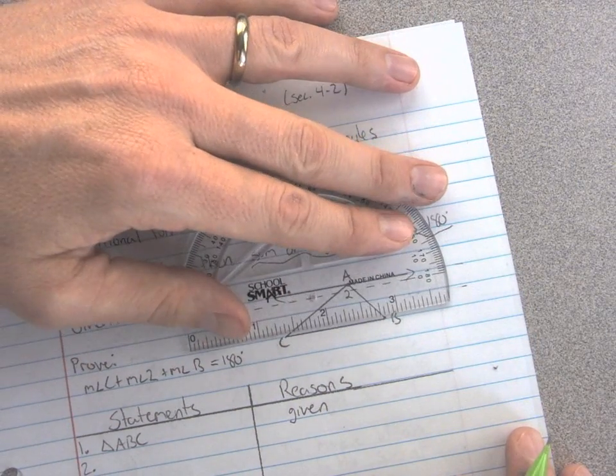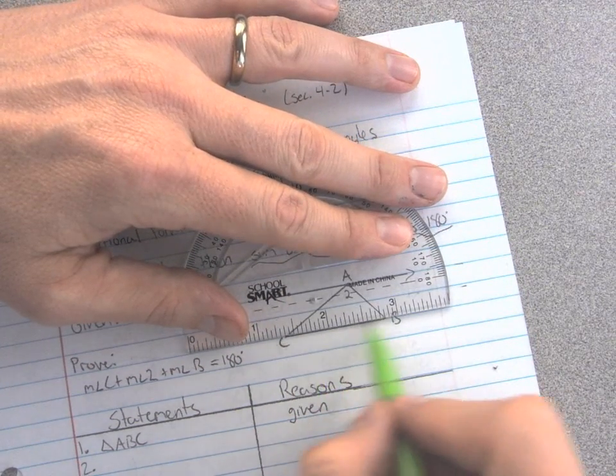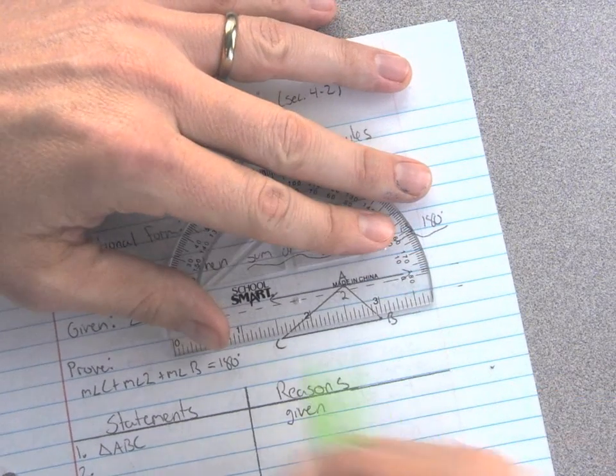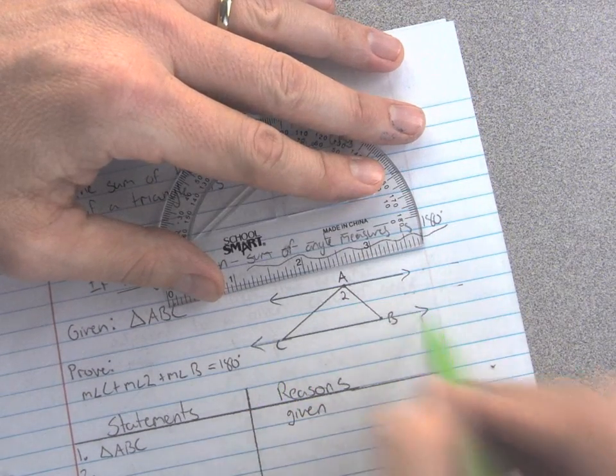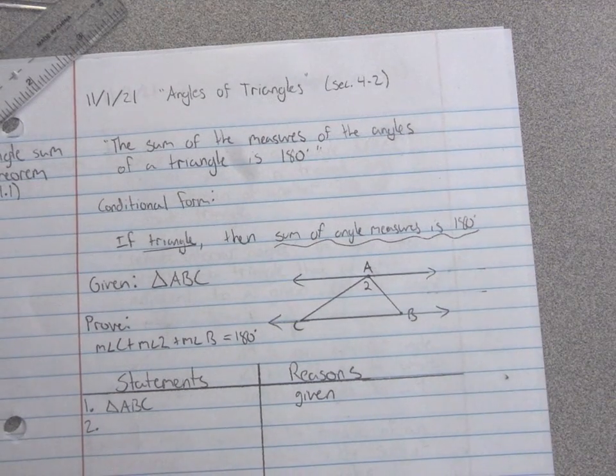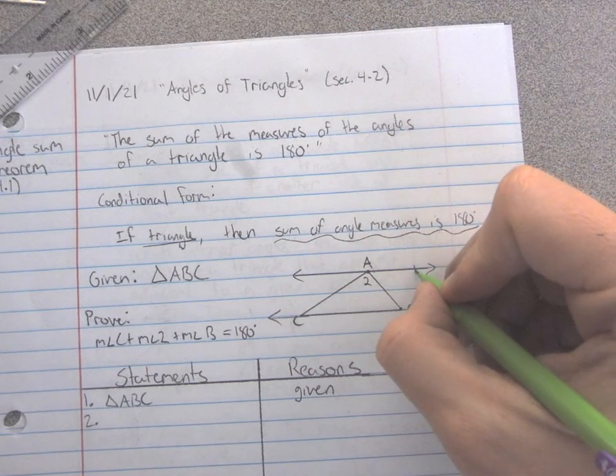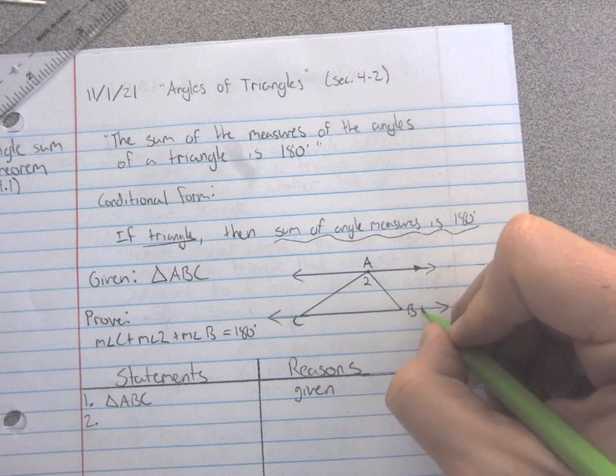Okay. While I'm at it, I'm just going to go ahead and extend CB. Now the segment CB is the bottom of the triangle, and that's fine. But if we wanted to extend that out, we would get something like this. So now we have parallel lines. I'm going to mark them parallel using my little symbol for parallel here.